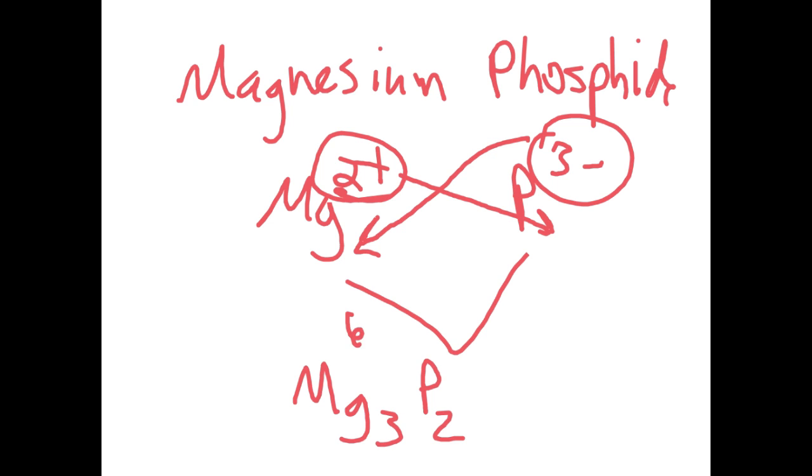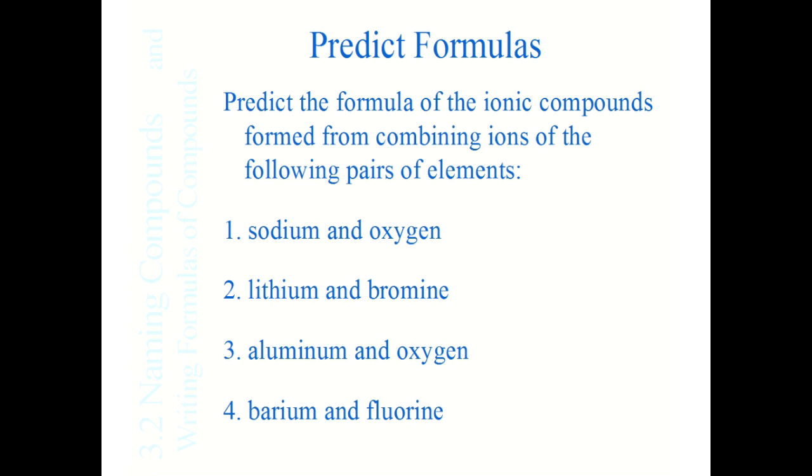So 3 magnesium 2+ would give me a charge of 6+ overall, because each one has a 2 positive charge. Having 3 of them, I get 6 positive charges, right? Phosphorus has 3 negative charges, but I have 2 of them. 2 times 3, that's 6 minus. They balance, so it's 0. But I need that many of each one to balance it.